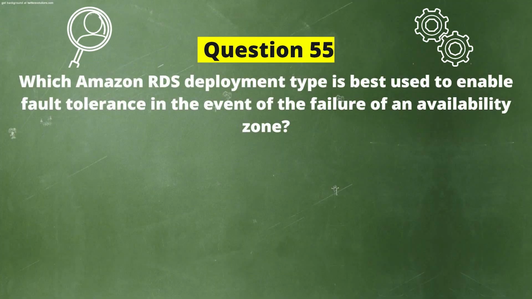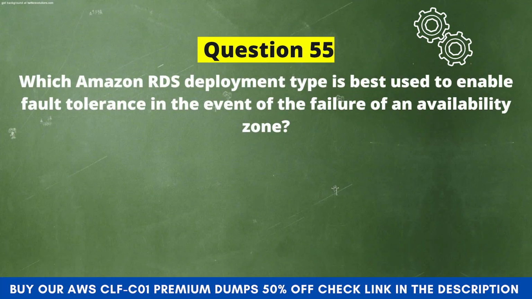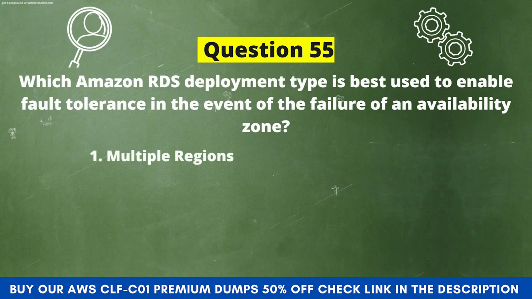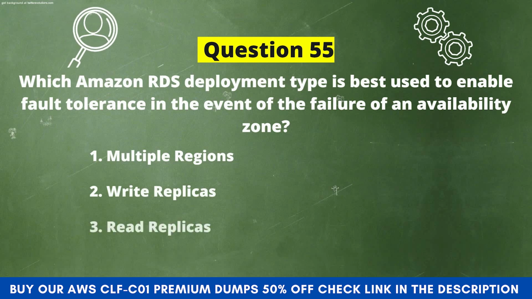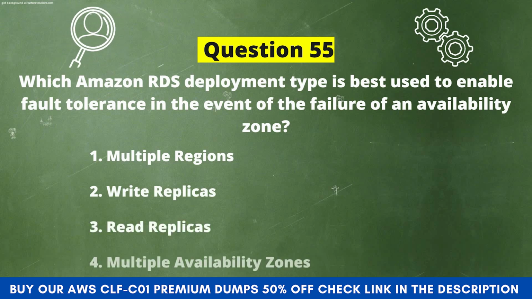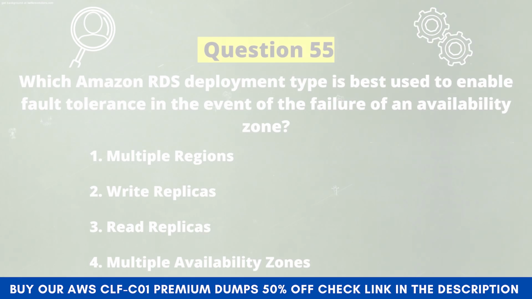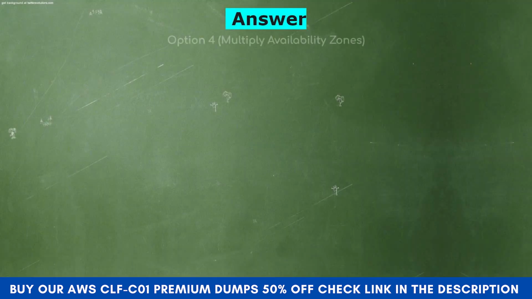Question 55. Which Amazon RDS deployment type is best used to enable fault tolerance in the event of the failure of an availability zone? Now, the options are: Option 1. Multiple regions. Option 2. Write replicas. Option 3. Read replicas. Option 4. Multiple availability zones. And the correct answer is option 4.